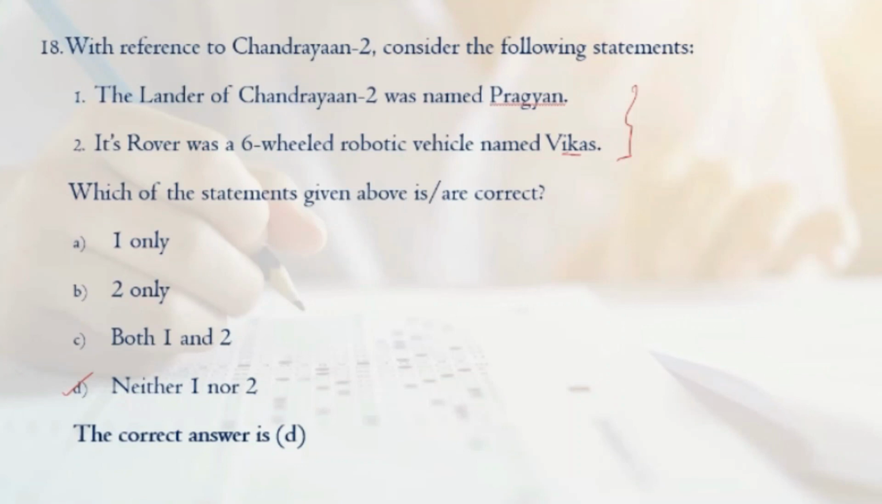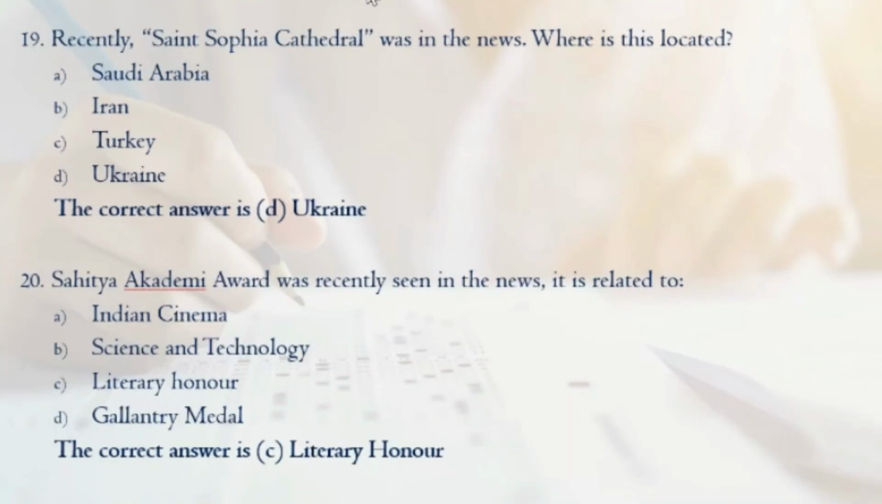The next question is, recently St. Sophia Cathedral was in news. Where is this located? A. Saudi Arabia, B. Iran, C. Turkey and D. Ukraine. And the correct answer is D. Ukraine. UNESCO said that it has bolstered protective measures to preserve Ukraine's endangered cultural heritage in light of Russia's invasion. UNESCO considers the St. Sophia Cathedral in the Ukrainian capital and related monastic buildings a priority.